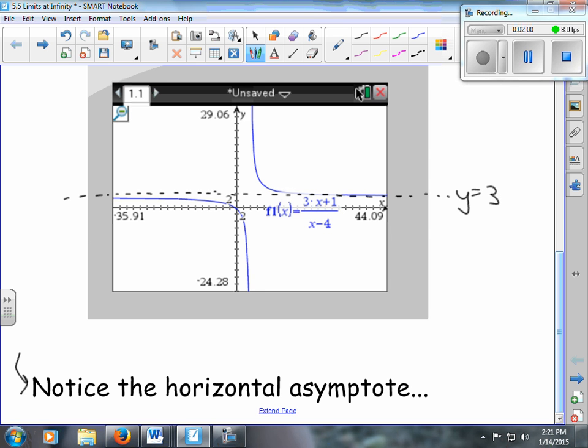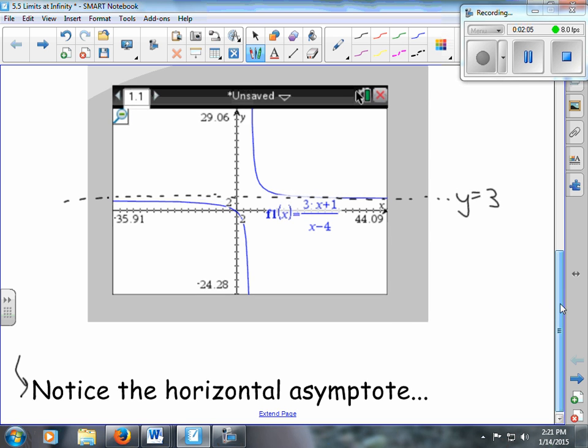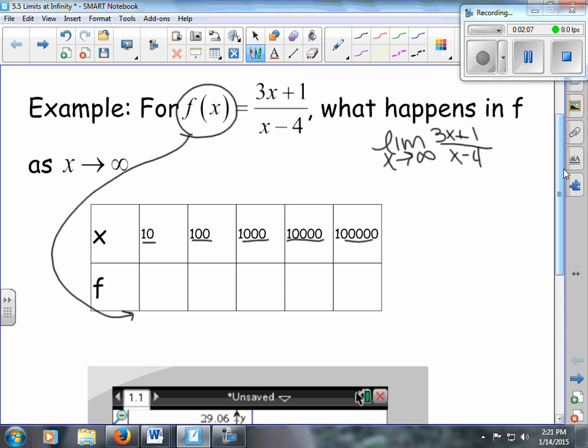So y equals 3 is a horizontal asymptote, and that's no coincidence from the answer that you got up here in the table. This answer is supposed to be 3, and you should have seen that based on the pattern of what your y values were when you input these x values I've specified here. You should have gotten really, really close to 3. Your calculator might have even given you the number 3 a few times.